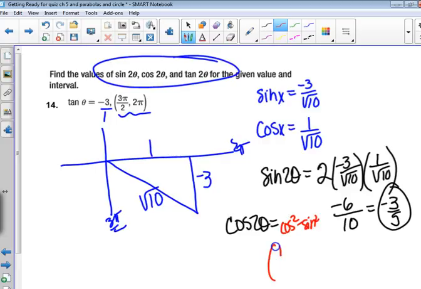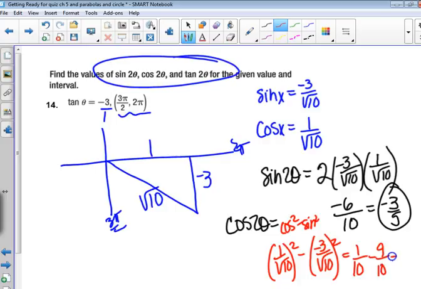So the cosine was 1 over square root of 10. The sine was negative 3 over square root of 10. I said it wrong, I wrote it right. Sorry. 1 squared is 1. Square root of 10 squared is 10. Minus negative 3 squared is 9. Square root of 10 squared is 10. So I get negative 8/10, which reduces to negative 4/5 down in that very corner.